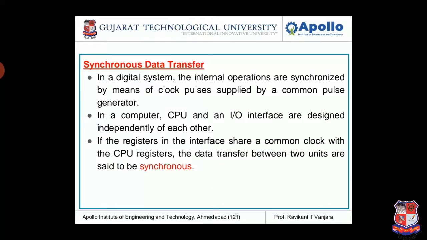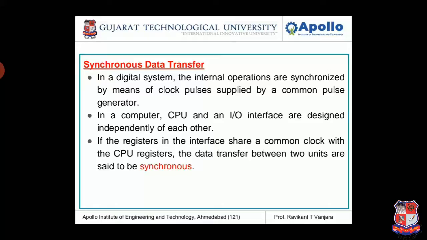But before going through asynchronous transfer, first we will have a basic idea of what synchronous transfer is. In synchronous transfer, each data item is transferred during a particular time slice that is known in advance to both the source and the destination unit. Here synchronization is achieved by driving both units from a common clock source. It means both sender and receiver use a single clock cycle in order to exchange the information.